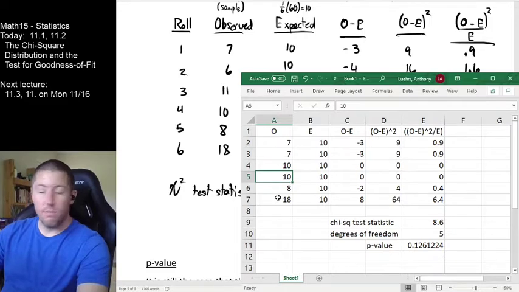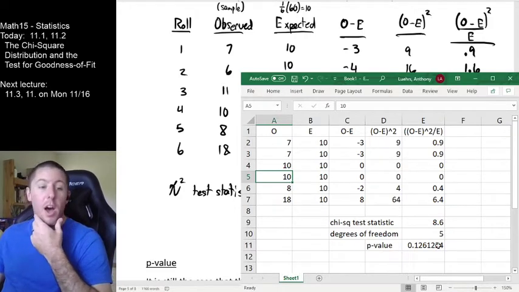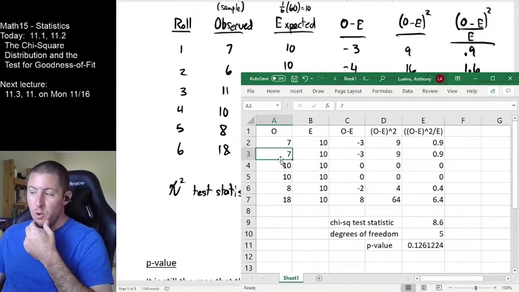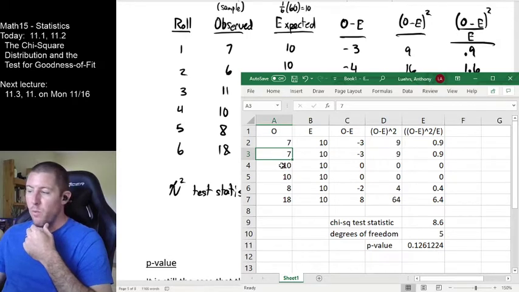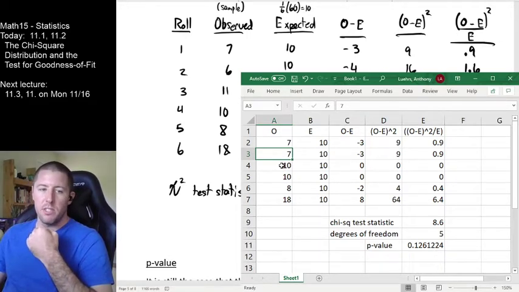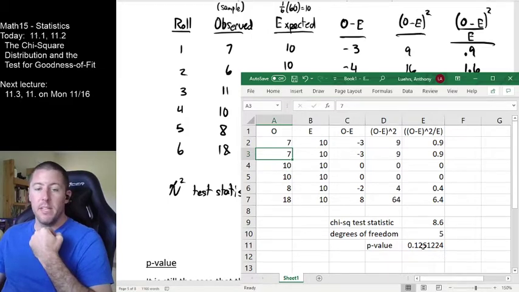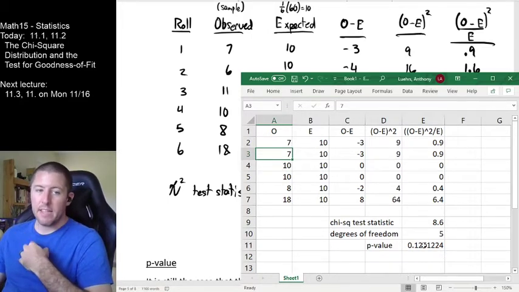That actually brought our p-value up. Notice that we're actually closer to a uniform distribution now. This used to be 4 off, now it's only 3 off. This used to be 1 off, now it's 0 off. We actually brought ourselves closer to being a uniform distribution, and so therefore the probability of seeing things like this happen with the expectation that we're uniform got larger, right?